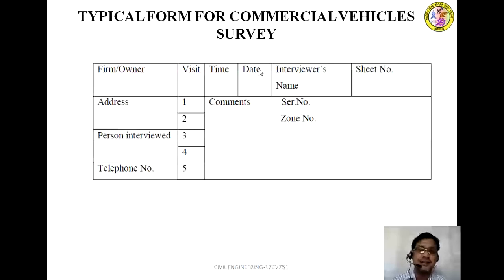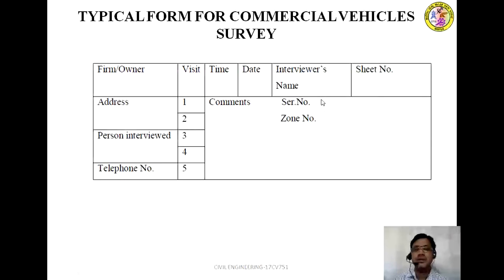Next is the time and date, that is the time at which the driver is stopped for an interview or the question is put. Subsequently the date, then the interviewer's name and the sheet number, 1, 2, 3 like this, so how many sheets have been used for a particular survey. Then the comment, meaning any additional information he can give in this form. Then the sector number and the journey number.